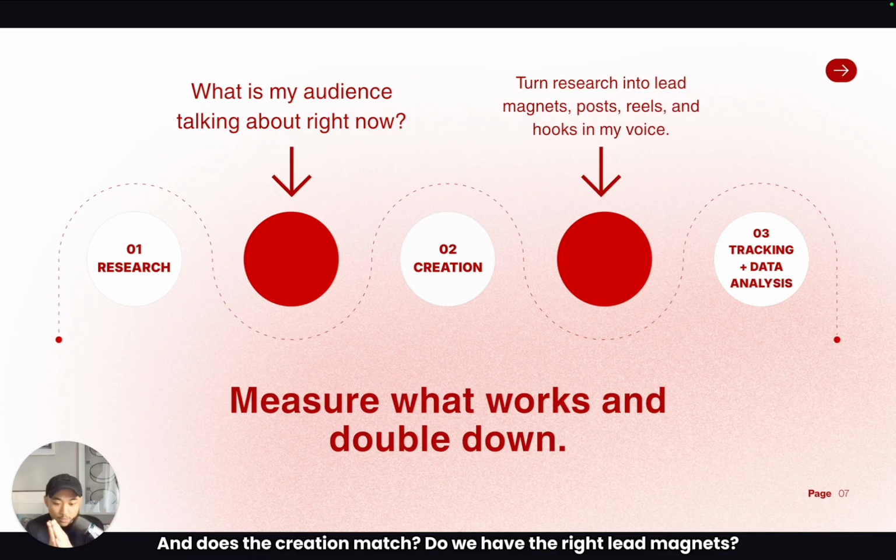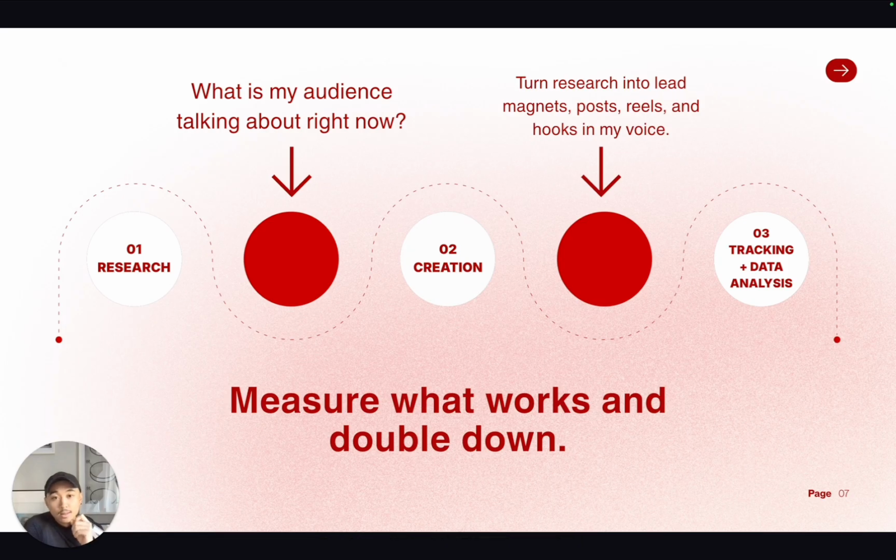And does the creation match? Or do we have the right lead magnets? Do we have the right content that hits every single time? And Claude is amazing with that once you have your personal, authentic voice back into the AI. So even when I was working as a copywriter, I'm fast. I can write very quick, but I can never write as quick as AI. I cannot pump out 10, 20 posts all at once in a matter of a few minutes, and especially not while I'm sleeping. But AI can, and that's what's so beautiful about it.